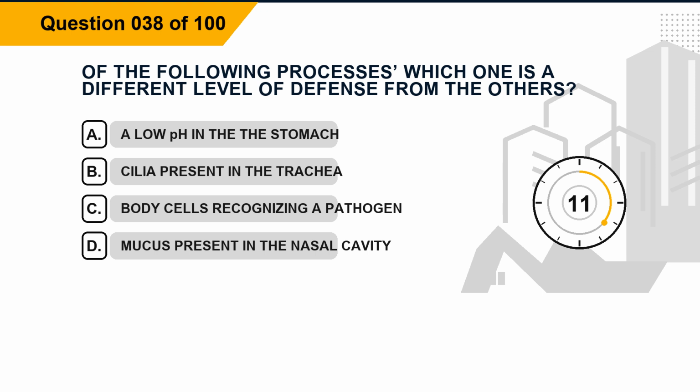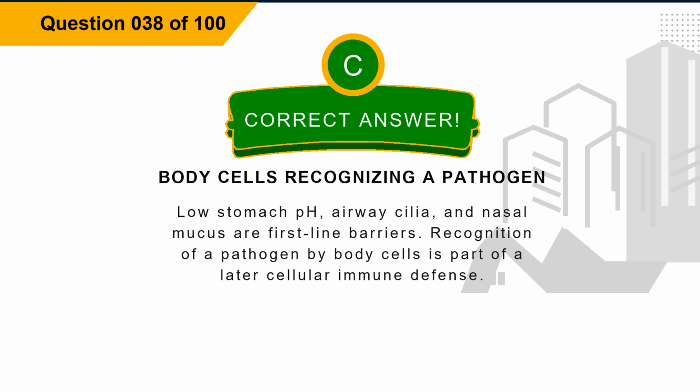Option A, a low pH in the stomach. Option B, cilia present in the trachea. Option C, body cells recognizing a pathogen. Option D, mucus present in the nasal cavity. The correct answer is option C, body cells recognizing a pathogen.